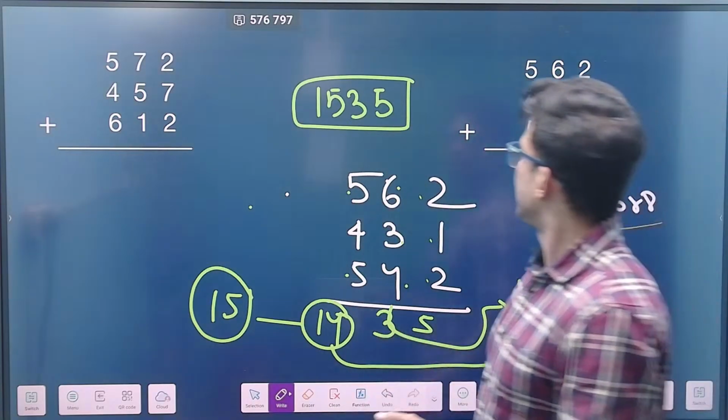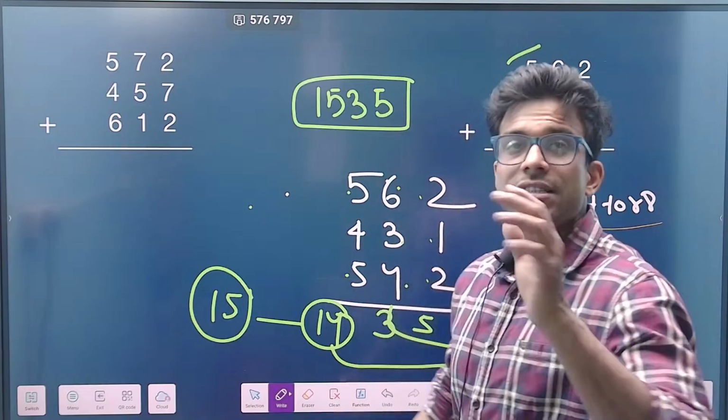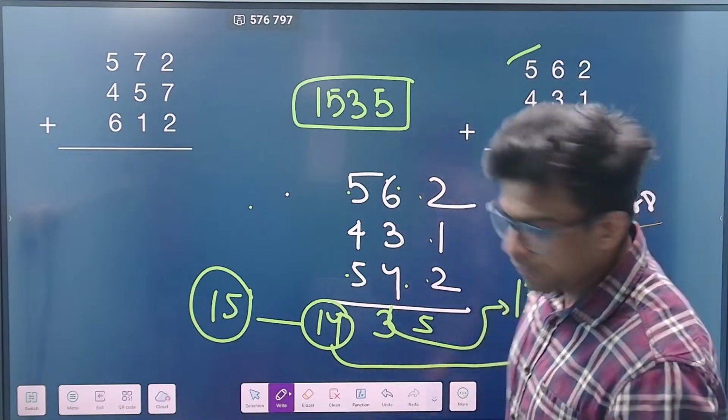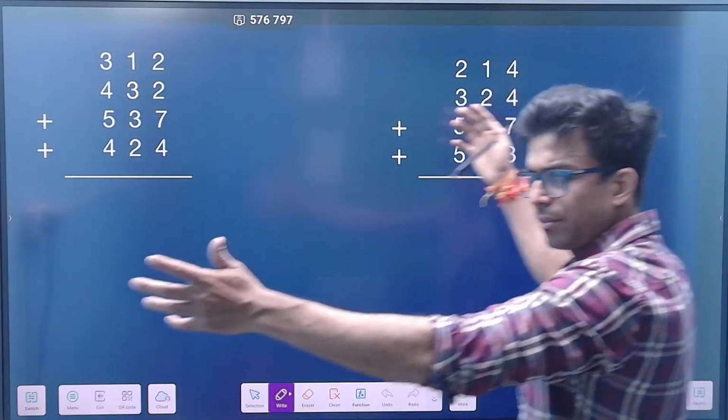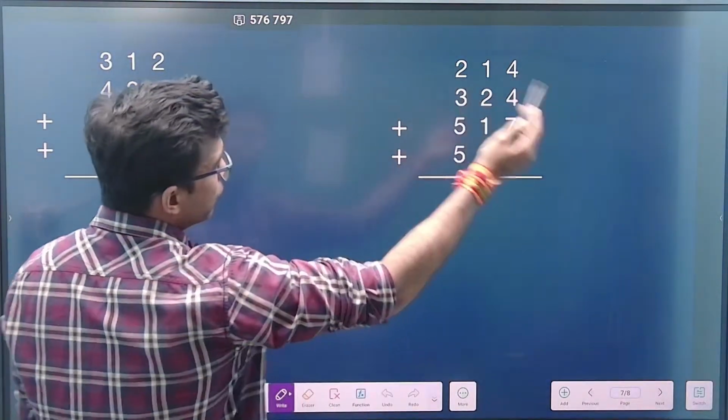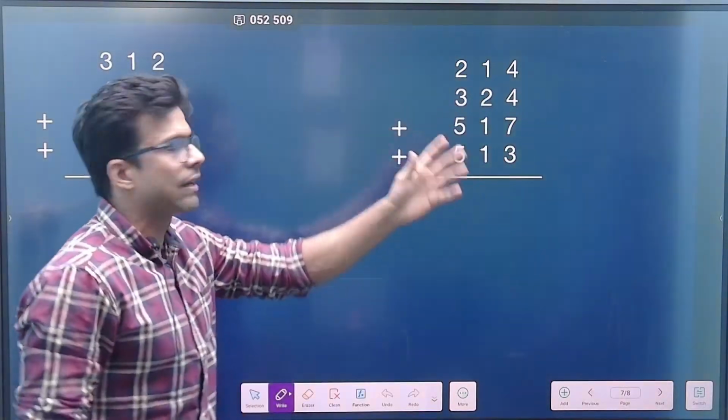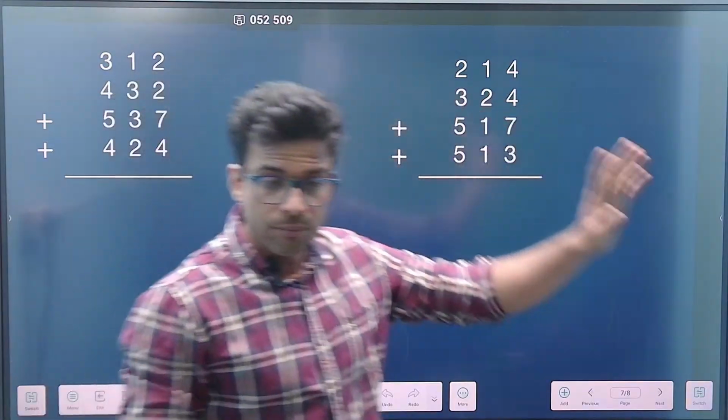This we have done and this we have done right now. Let's take some more examples so that it would be clear to you. So see, these are bigger numbers now: 214, 324, 517, 513. These are basically bigger numbers, right?